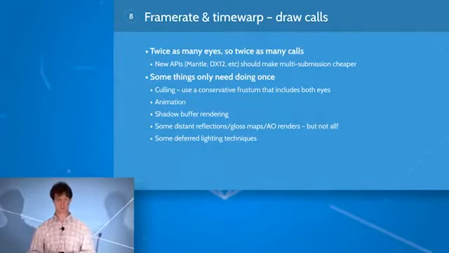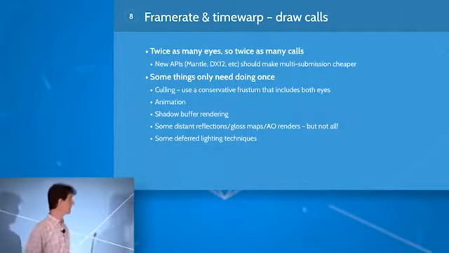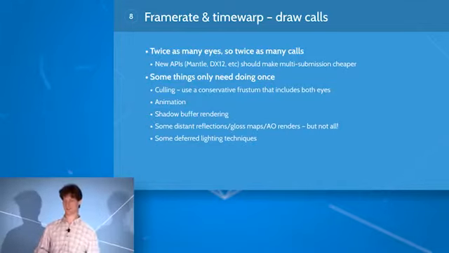So this is clearly challenging, and we know it's a tall order. The two main costs are draw calls and fill rate, and I'll just go over each one. You've got twice as many eyes, so there's twice as many draw calls. It's just kind of the way it works out.